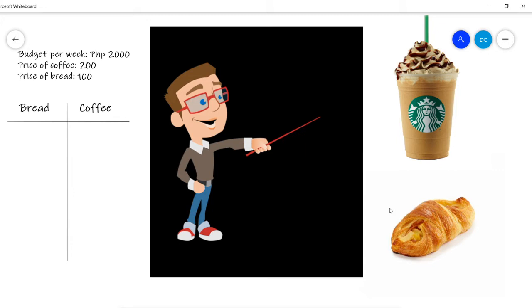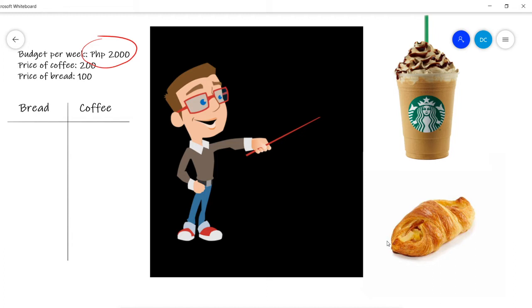So yun. And let's simplify the names of these products. Okay? Instead of espresso frappuccino, let's use coffee instead. Mas maikli, di ba? Instead of ham and cheese Danish, ang arte, di ba? Let's just use bread instead. So based on the income that I have per week, which is 2,000 pesos, and assuming that I can only buy two goods in this world, the coffee and the bread, and the price of coffee is 200 and the price of bread is 100.